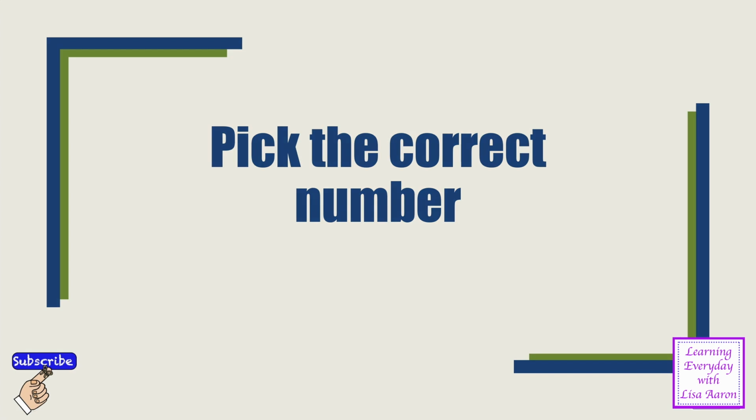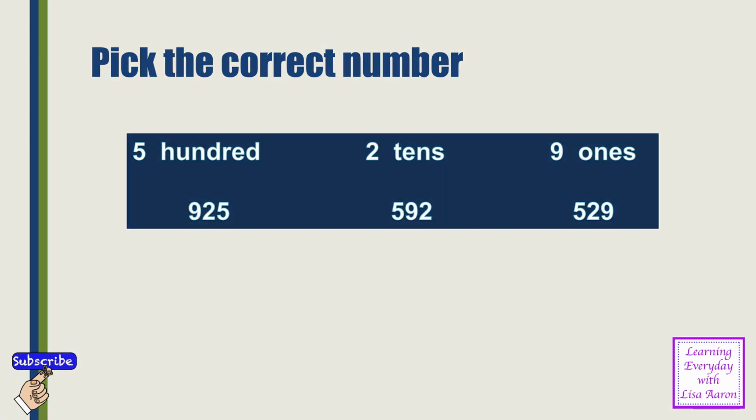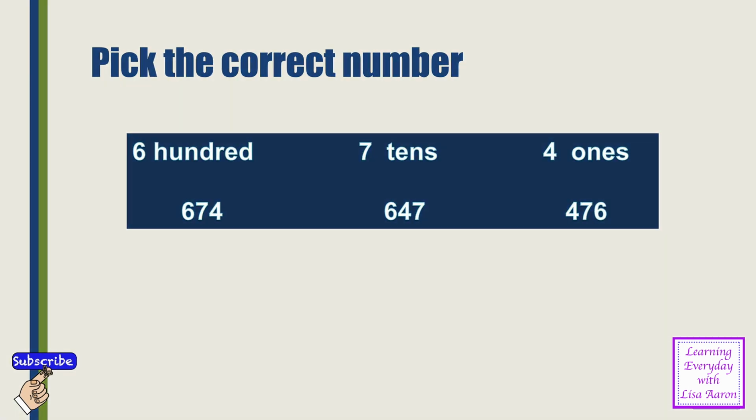Pick the correct number. 500, 3 tens, 2 ones. 500, 2 tens, 9 ones. Pick the correct number on your own.